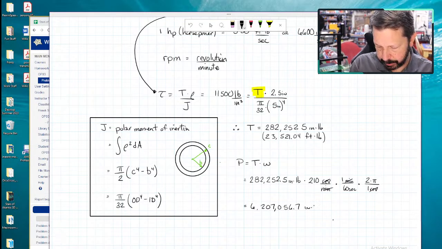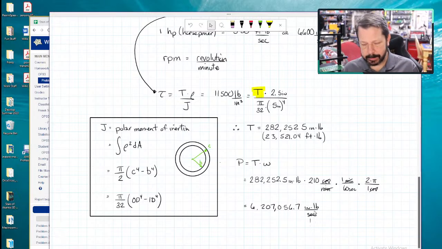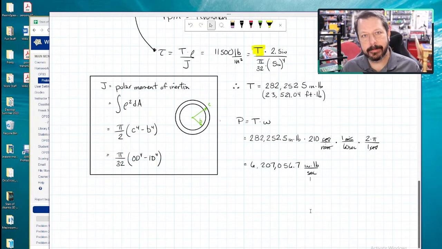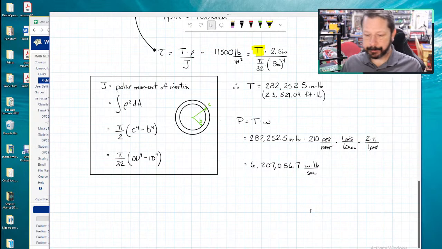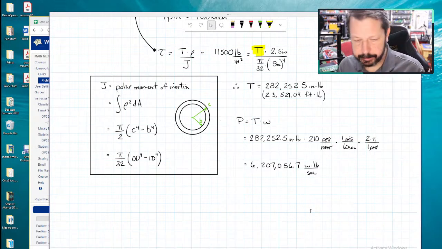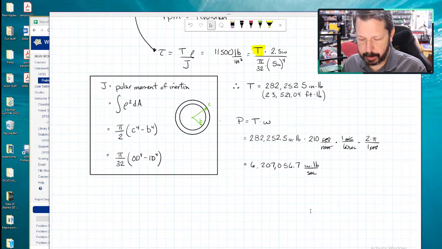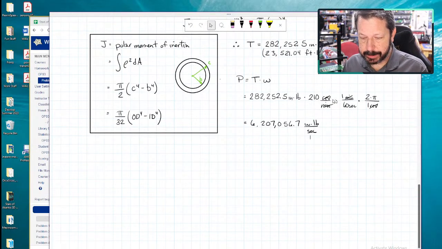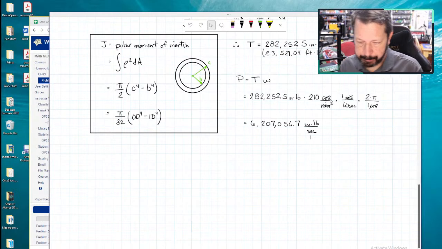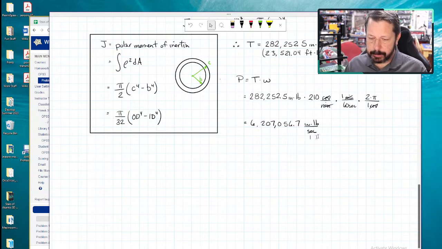6,207,056.7 inch-pound per second. You don't normally write the radians in there. Remember last time we defined what a radian is, and it's just a ratio. So we're not gonna put radians in our equation. We just need radians to be the units because revolution is not a ratio, it's a quantity. So revolution is different from radian. All right, but we want horsepower.